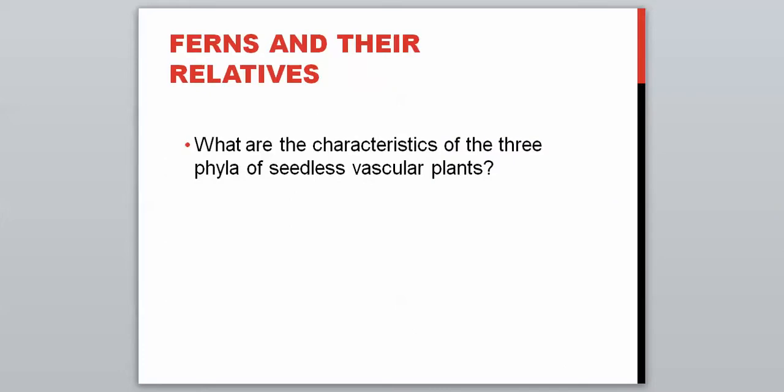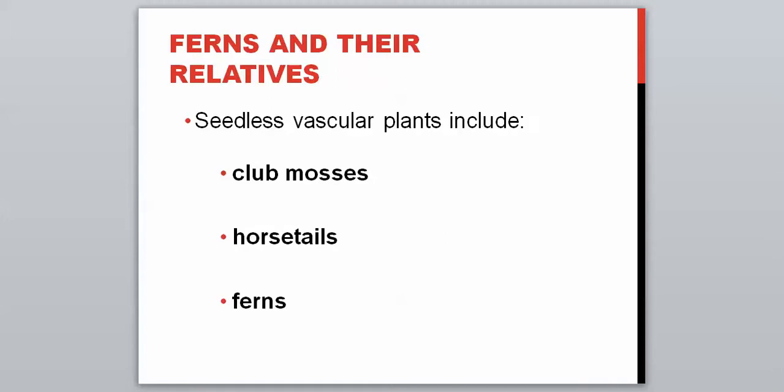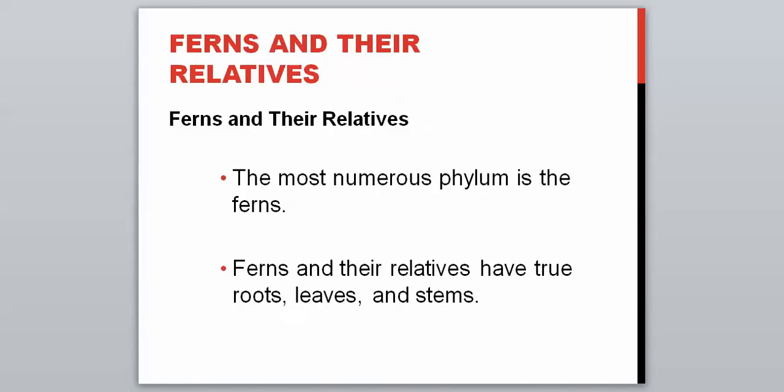And then we're going to look at what are the characteristics of the three phyla, which is plural for phylum, of the seedless vascular plants. So we have three. We have club mosses, we have horsetails, and then we have our most common one, which are going to be known as ferns. The most numerous phylum is the ferns, and ferns and their relatives have true roots, leaves, and stems.